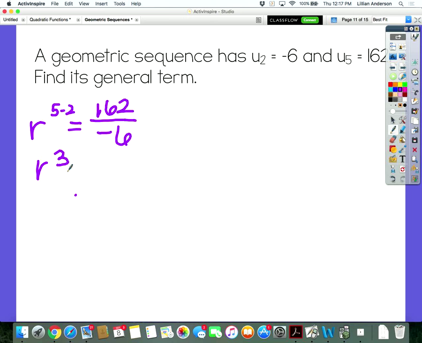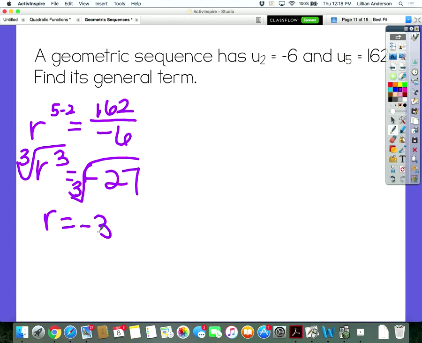So we have r to the third equals, what's 162 divided by -6? Negative 27. And then we just have to solve for r. This is how we find our common ratio. How do you solve for r? How do you get rid of that cubed? Not square root. Cube root. Because it's the third power, so you take the cube root. The cube root and the cube cancel each other out, so you're just left with r. And what number times itself 3 times gives you a negative 27? Negative 3. So there's your common ratio.